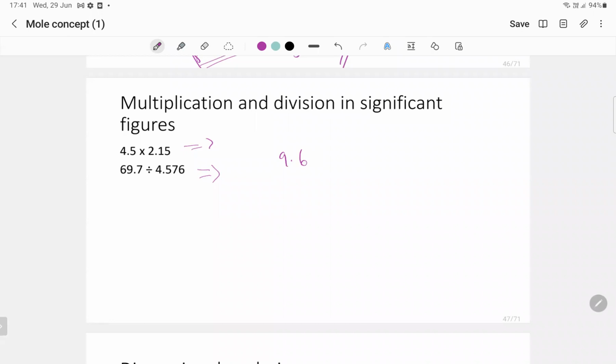9.6. Correct. 9.6. The actual answer is 9.675. So you can keep it as 9.6. 9.675 is your answer. This is having the least significant figures after the decimal, so you can consider it as 9.6. Clear? Clear with this one. What about the next one?